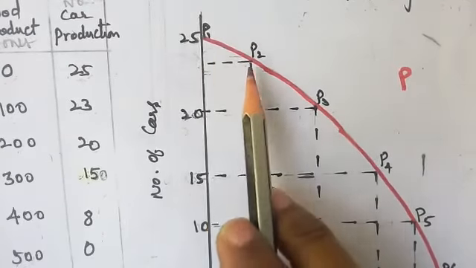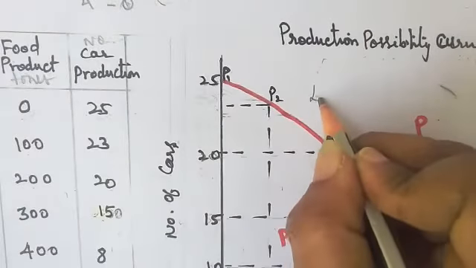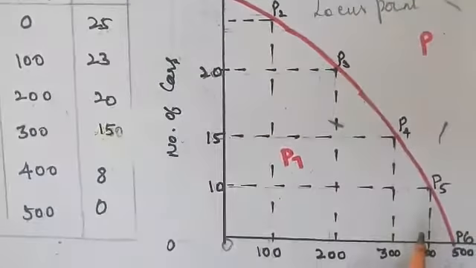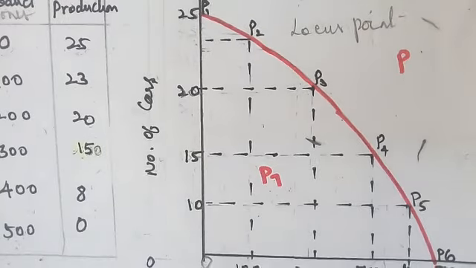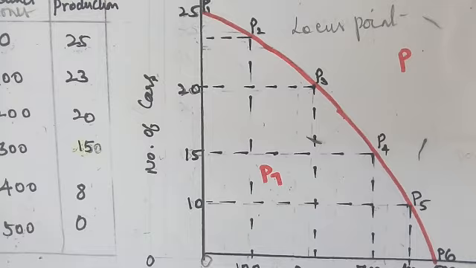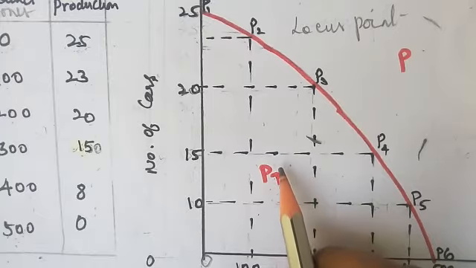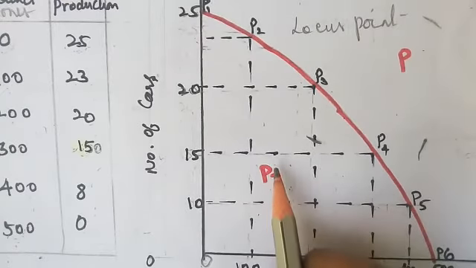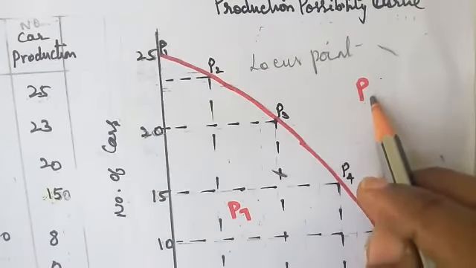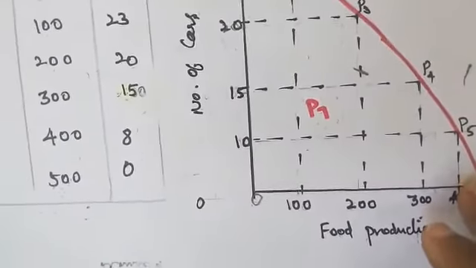Next you can see P1, P2, P3, 4, 5, 6. These points are called locus points. You can see P7 inside the curve, and outside the curve another point P is given. P7 means whatever resources are available, you use them. But the point outside the curve means there are resources available, but you did not use them. So this is the diagram explanation.